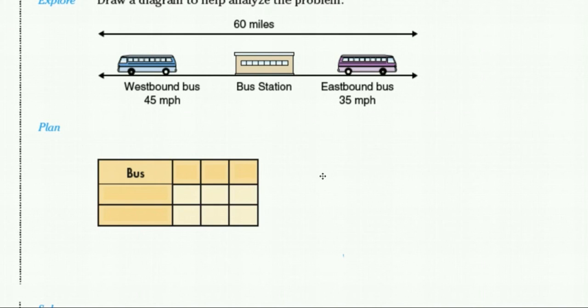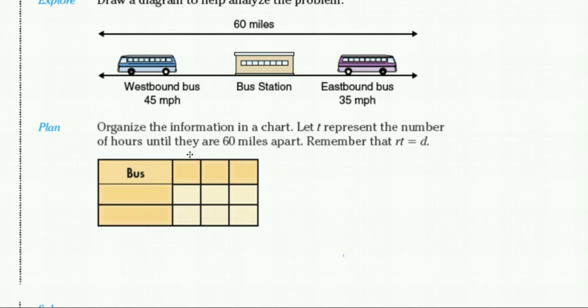And let's use an organizational chart to solve this. Organize the information in the chart. Let t represent the number of hours until they are 60 miles apart. Remember that rt equals distance. So let's use this chart. One bus is going eastbound, the other is going westbound, and we put the formula rt equals d. This again is our formula because we need to do that.